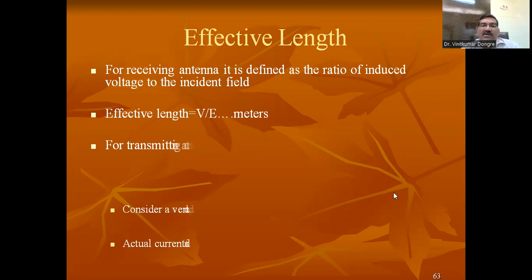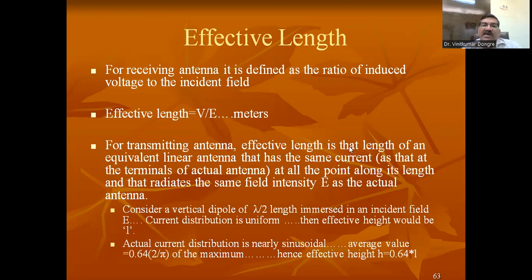For a transmitting antenna, the effective length is the length of an equivalent linear antenna that has the same current as that of the actual antenna at all points along its length, and that radiates the same field intensity E as the actual antenna. It is easy to understand for the receiving antenna.